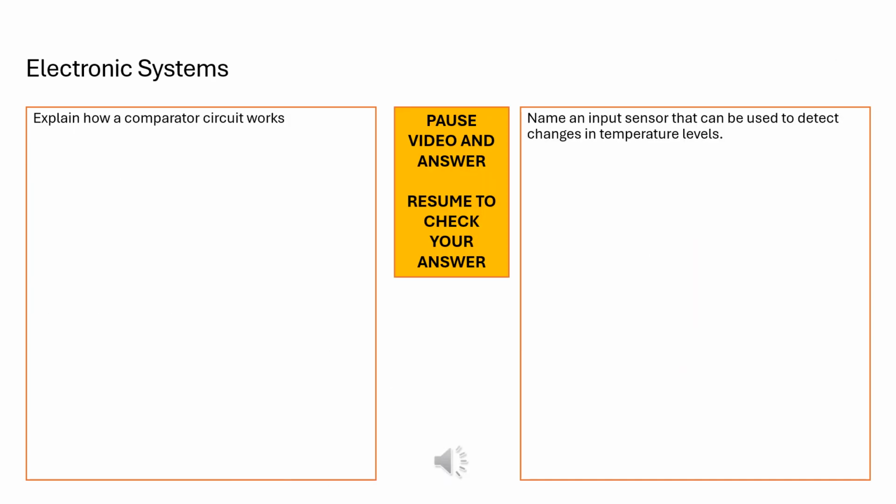Your last questions here are: explain how a comparator circuit works and name an input sensor that can be used to detect changes in temperature levels. Have a look, answer your question, pause, and check your answer.